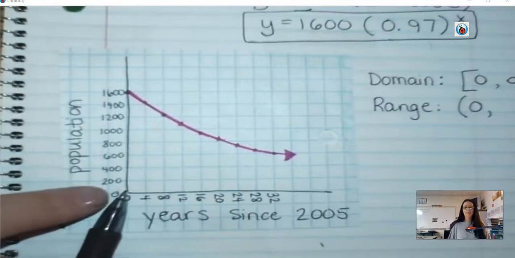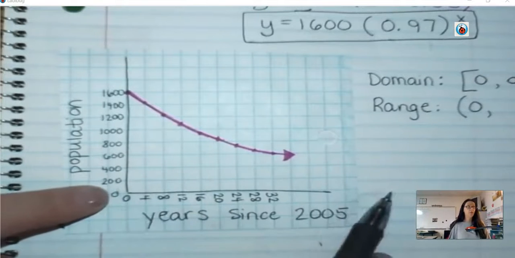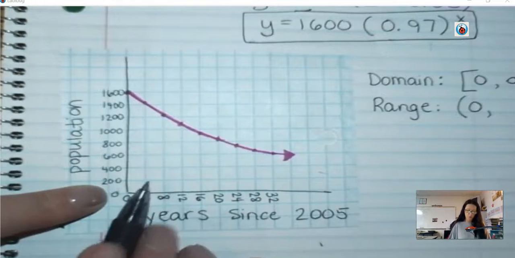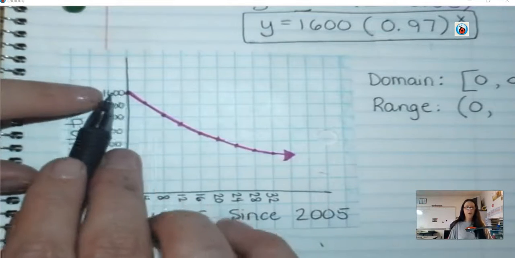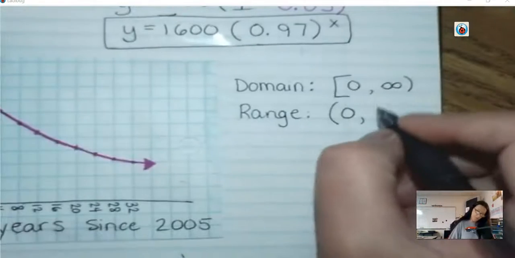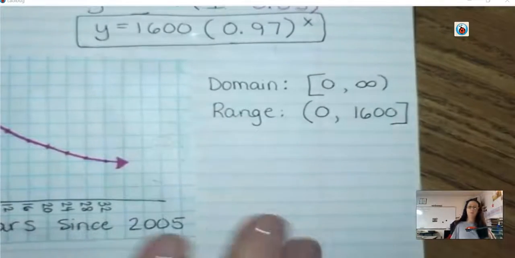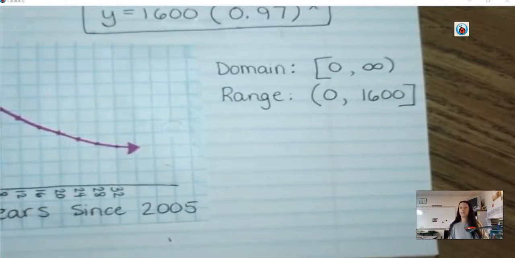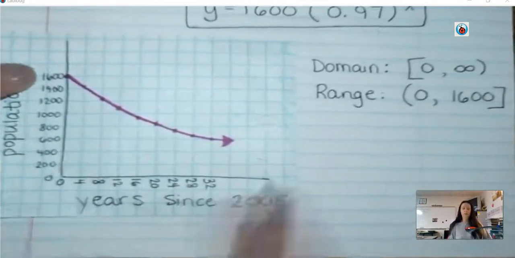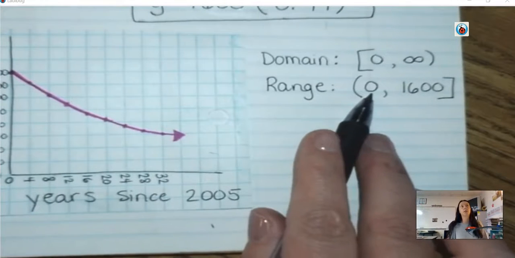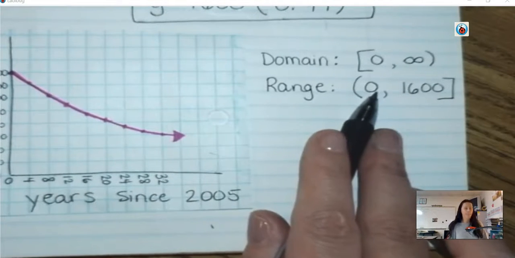So for the y-axis, the smallest number will be 0, but this curve will always get really close to 0. It never touches 0. The biggest y value I ever use is 1600, and it does touch 1600, so it gets a bracket. Bracket means it touches it. So 1600 is included, so 1600 gets a bracket. It won't ever hit 0. It gets close, but it never hits it.